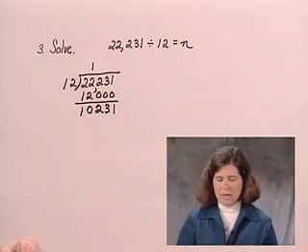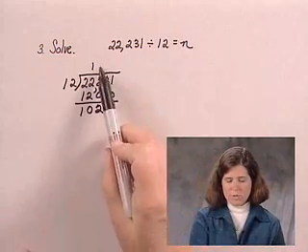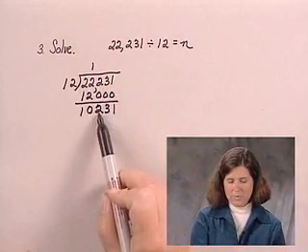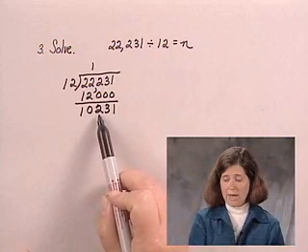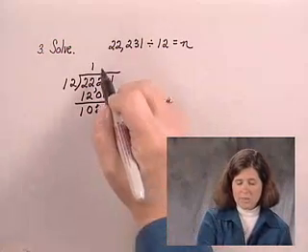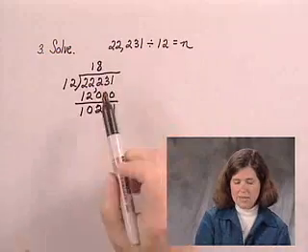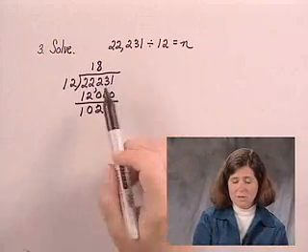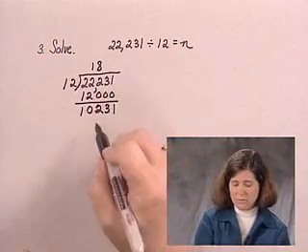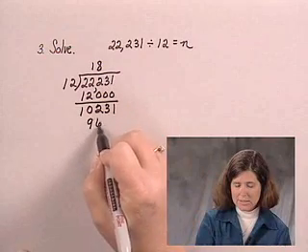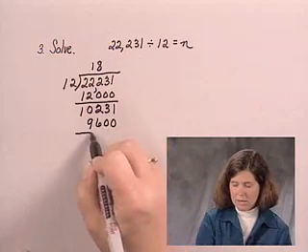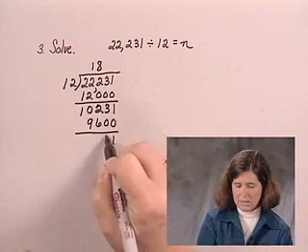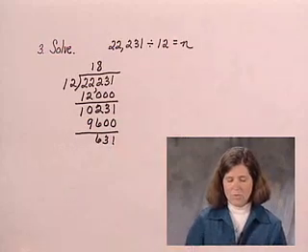10,231. Now we look at our next place here, we think 12 goes into 102 how many times? And that would be about 8. And this is actually 800. So we multiply 800 times 12, and we get 9,600. And we subtract, we get 631.